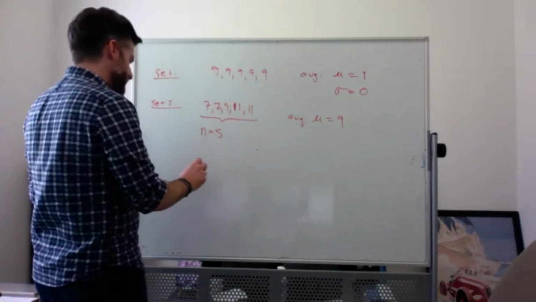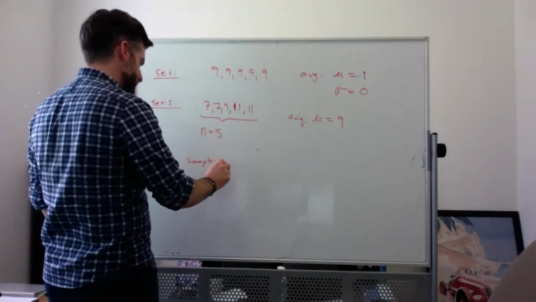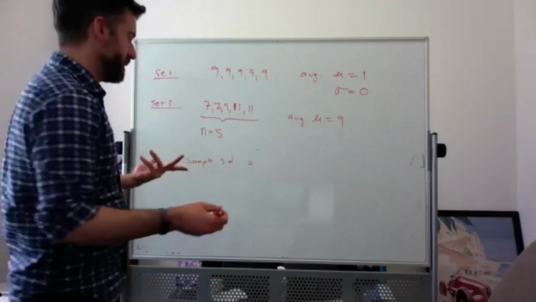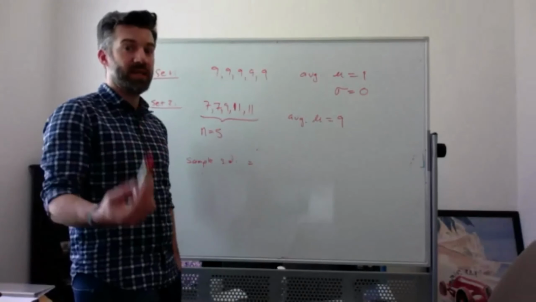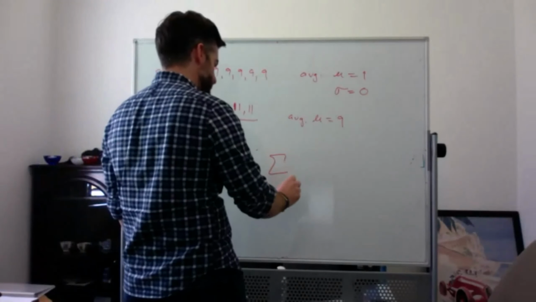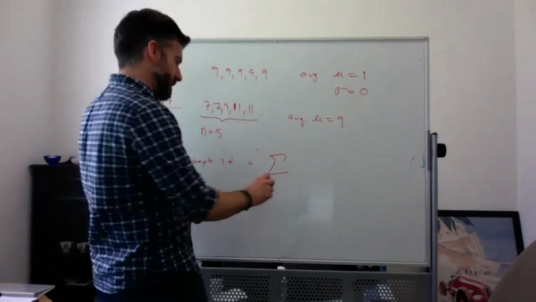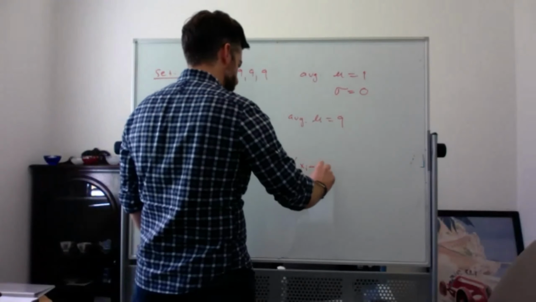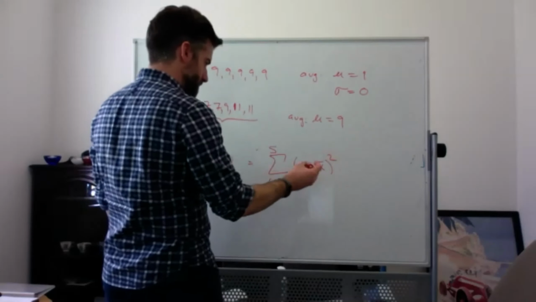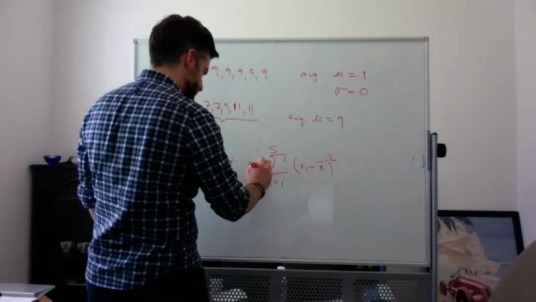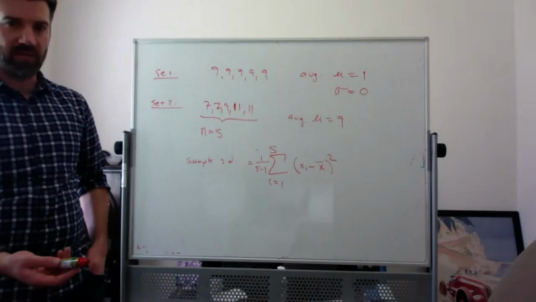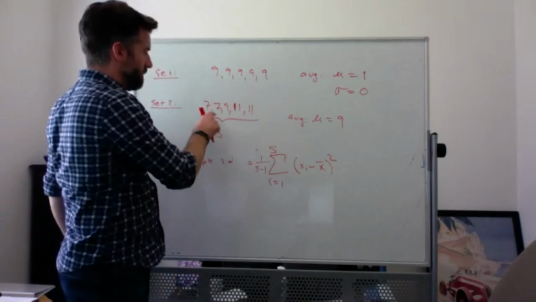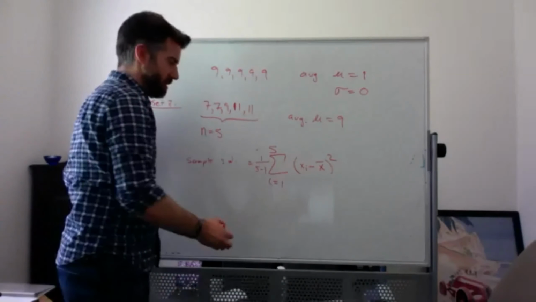So if I was calculating the sample standard deviation, it would be the following. The way we find the standard deviation is we calculate the sum of the squares of the differences, which looks like this. I forgot the one over n minus one. So here's how we're calculating our standard deviation. It's 1 divided by n minus 1 times the sum of all of these values' differences from the mean. So here's what this actually looks like.